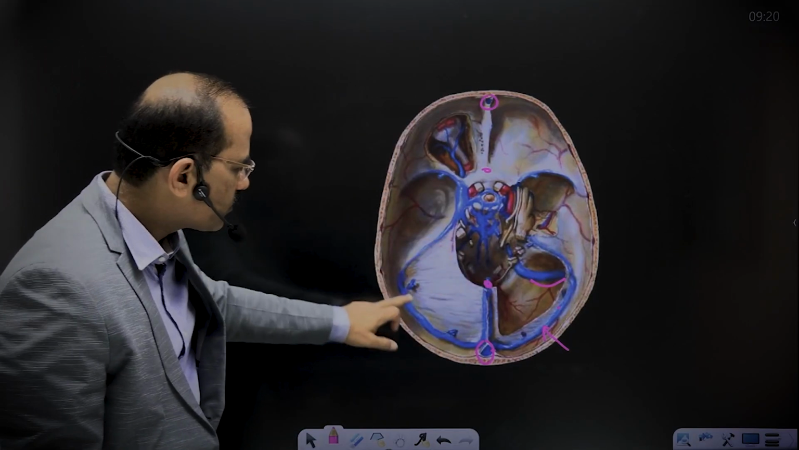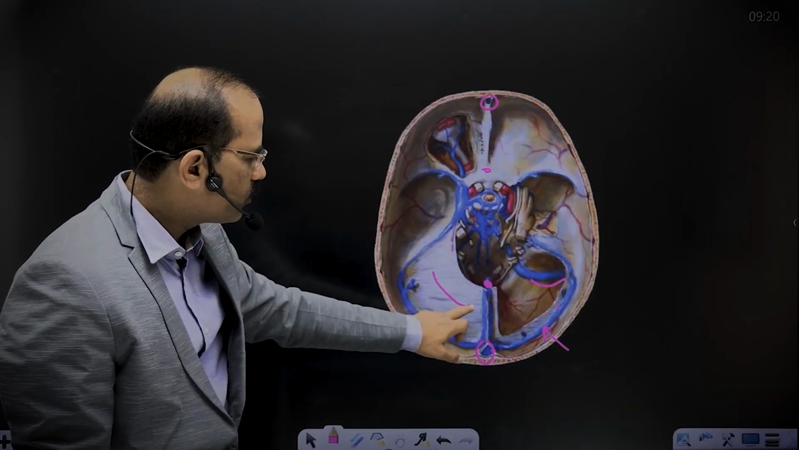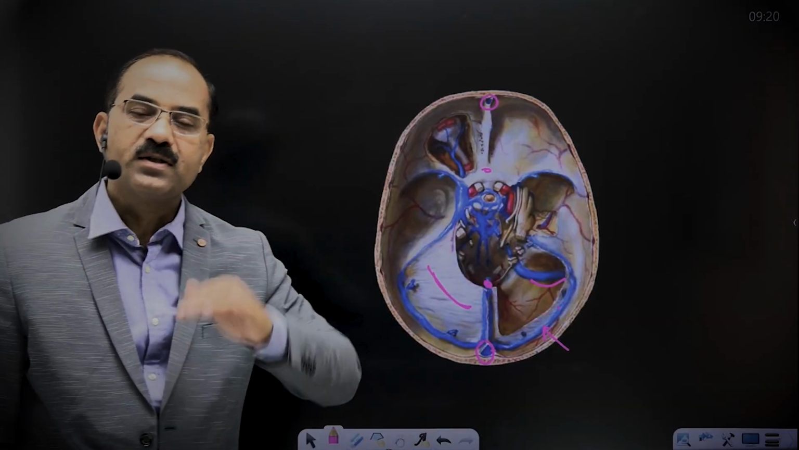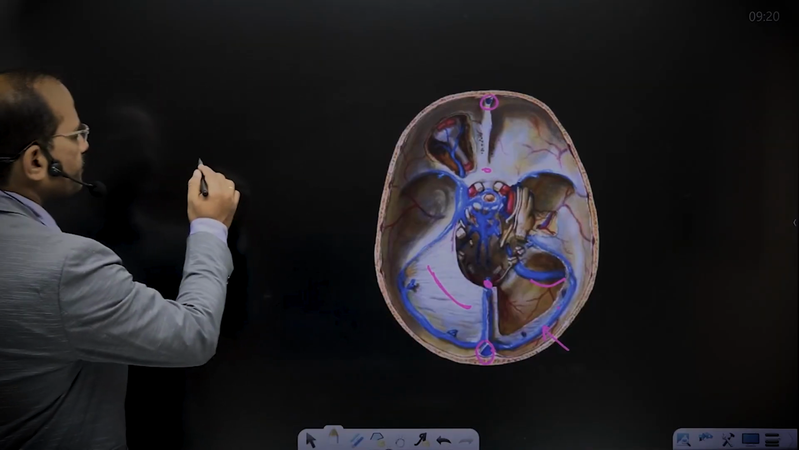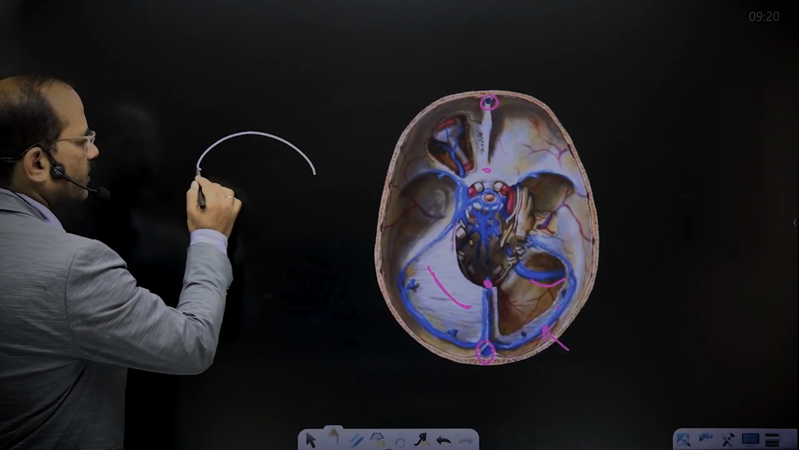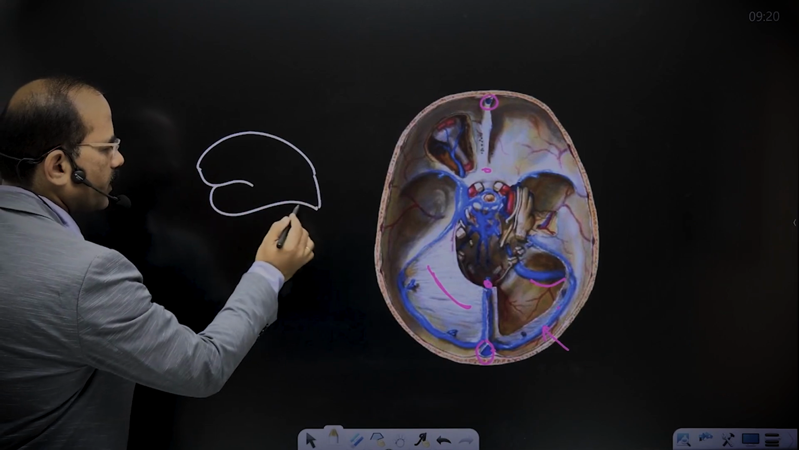Now, what is this fold of dura mater? You can see this fold of dura mater. It is going to separate the, one moment, I'll just draw this for you. Look, I'll draw it like this. So that's the brain, that's the brain.